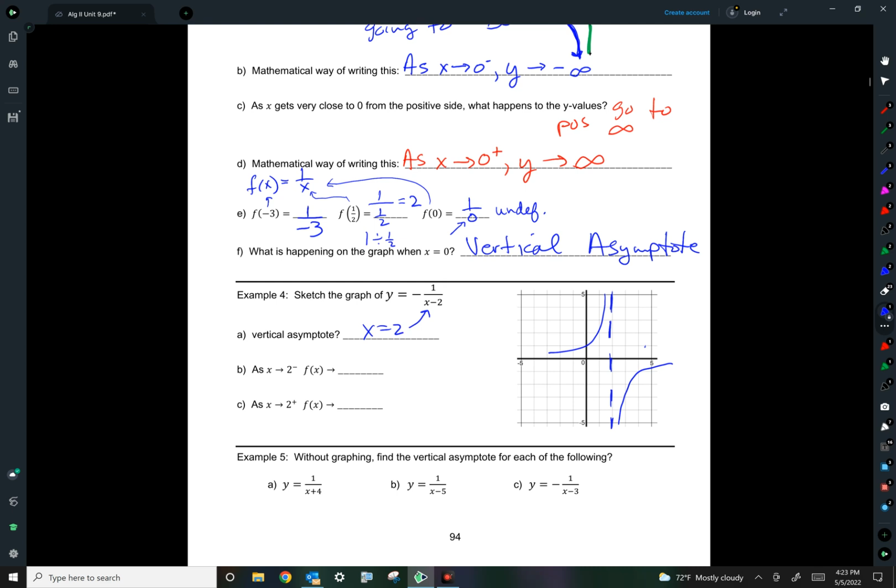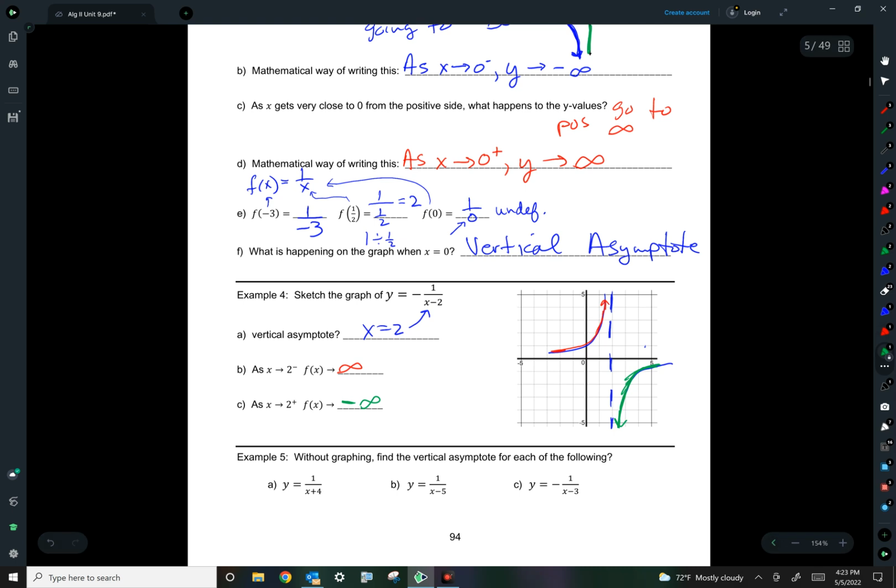As x goes toward 2 from the left. So here's the left side. As I go towards where x equals 2, from this side, what's happening with my y values? They're going towards positive infinity. But as x goes towards 2 from the right, so as I come in from the positive side, from the right, what happens to my y values? They're going to negative infinity.